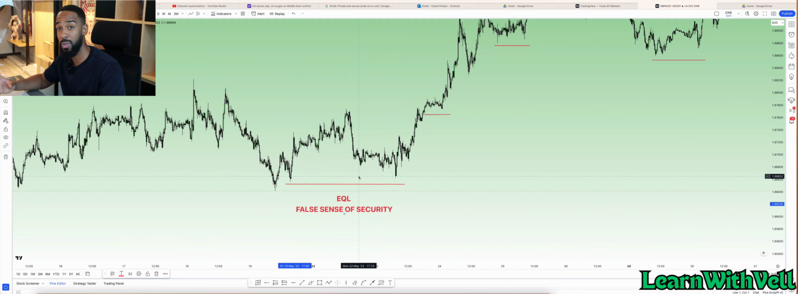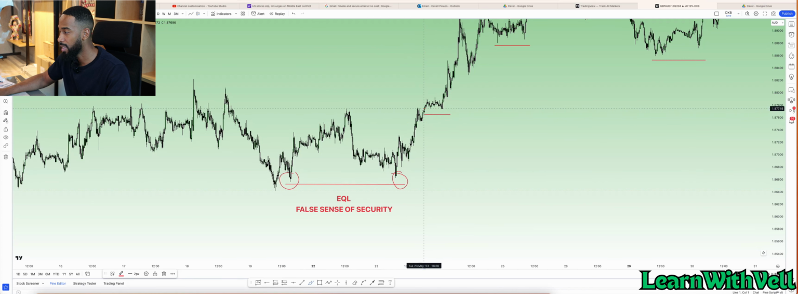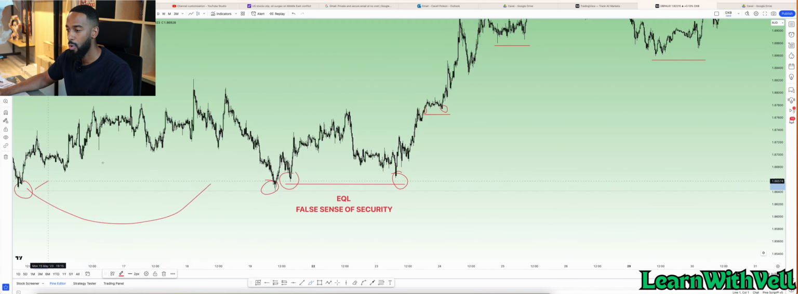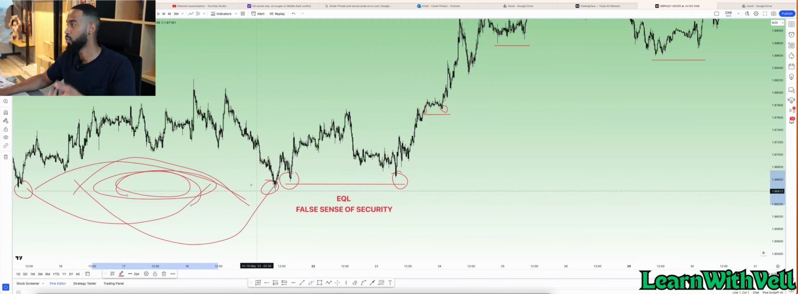But what price is doing is it's growing the equal low, but it's also attracting more attention. Meaning, the wider the equal low, the more obvious they're trying to make the picture. For example, you've got 1 point here, you've got 1 point here, which makes the equal low. If we had an equal low from this point to this point, the wider the equal low, the more attention they're trying to draw into this picture.